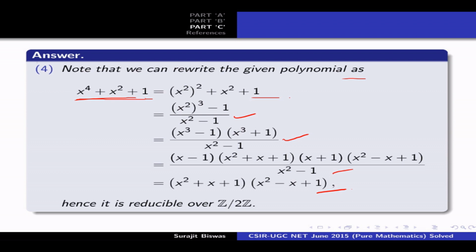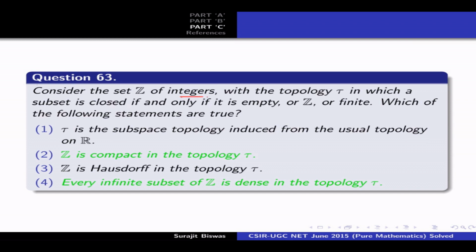Okay, so the final question, number 63, says: consider the set Z of integers with the topology tau in which a subset is closed if and only if it is empty, or Z, or finite. Which of the following statements are true? The first statement: tau is the subspace topology induced from the usual topology on R. Okay, so this is not true. So how do we prove this?